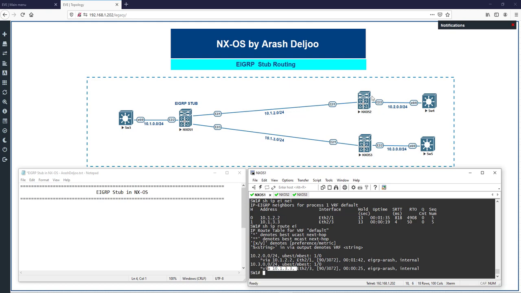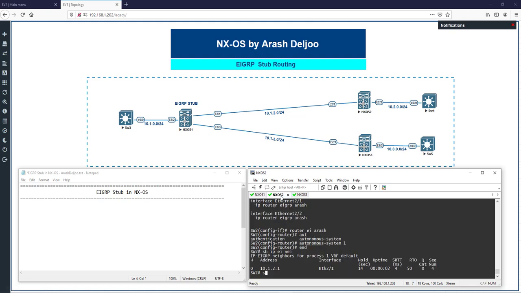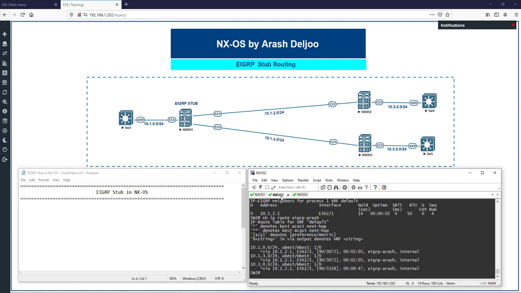It's okay. Also in NXOS2, in switch 2, if you check the routing table, show IP route EIGRP, you can see that we receive 3 routes with EIGRP. First is 10.1.0.0, the connected network to NXOS1. The second is 10.1.3.0, the route to the network connected to NXOS3, from router 1. And the final route is 10.3.0.0, that is received from router 1.